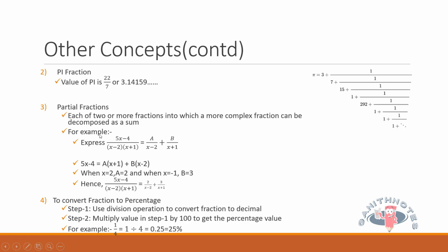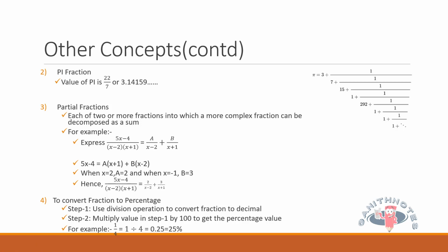Next concept would be partial fractions. What is a partial fraction? Assume you are given a particular fraction, and if you can decompose it as a sum of simpler fractions, then those are called partial fractions. Let's go to one example to understand better. Let's express 5x minus 4 divided by x minus 2 into x plus 1 as a sum of smaller fractions. This is written as a divided by x minus 2 plus b divided by x plus 1. We have to find the value of a and b so that both the left hand side and the right hand side match. So 5x minus 4 divided by x minus 2 into x plus 1 is a complex fraction which is separated as a sum of simpler fractions.